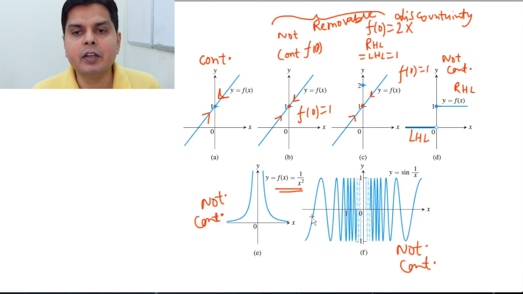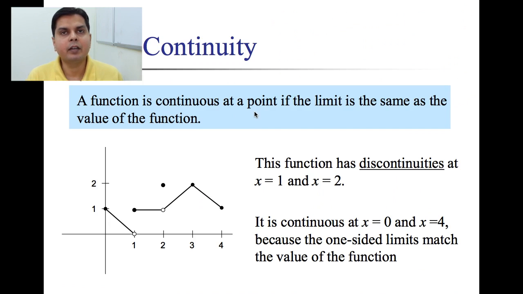So these are non-removable discontinuities. Okay, so these two are removable discontinuities, but these three are non-removable discontinuities. I can define a continuous function in a related way like this also. A function is continuous at a point if the limit is the same as the value of the function.